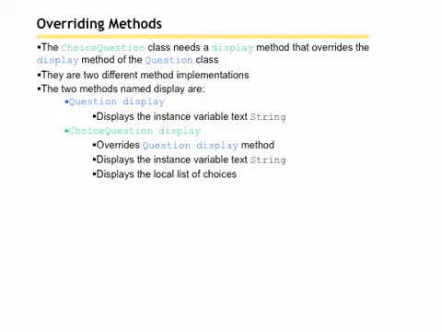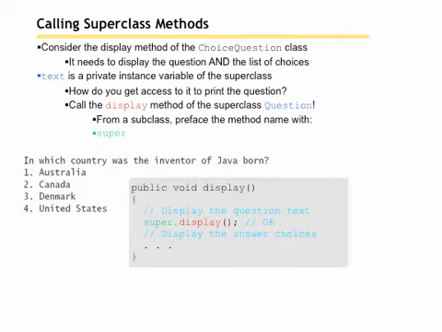The display method in the superclass displays the instance variable text string. The display method in the ChoiceQuestion class overrides the display method. It displays the instance variable text string, so the question, and then it displays all of the choices. Consider the display method of the ChoiceQuestion class. It needs to display the question and the list of choices.